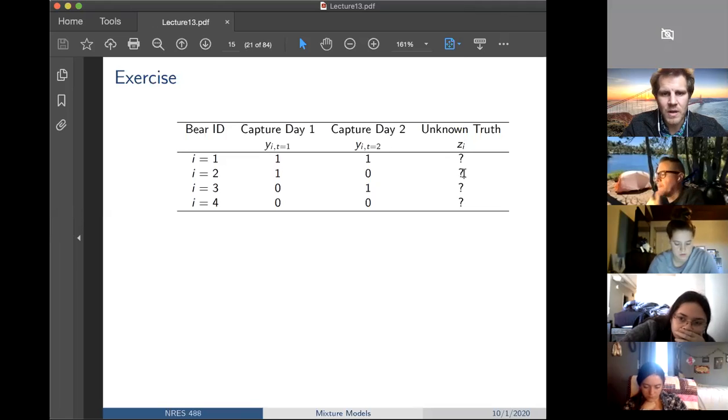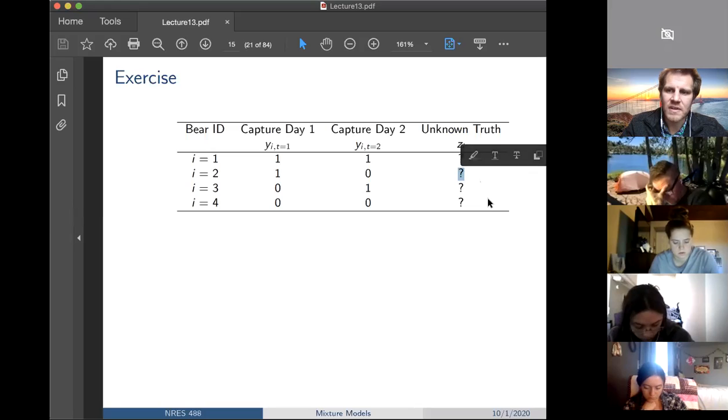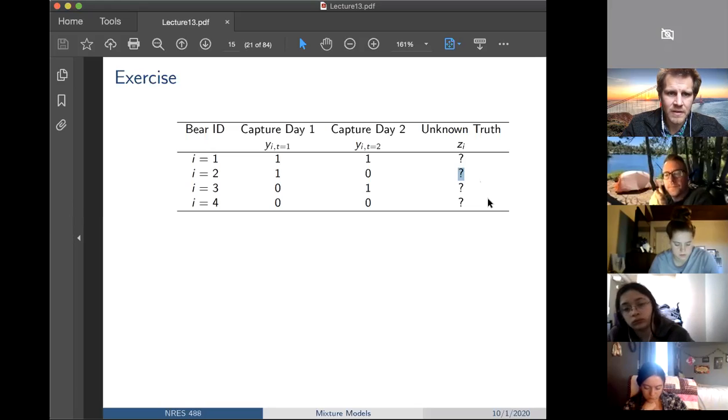So let me clarify one concept here. We saw it on day 1. We knew it was alive because we saw it on day 1, or we knew it was in our study area, sorry, on day 1. And remember, the assumption was we have a closed population, meaning if it was there, it had to be there throughout the remainder of the study. So because we saw it on day 1, we know that it was in our study area, and therefore the second one would be a 1, too. Follow me? Yeah.